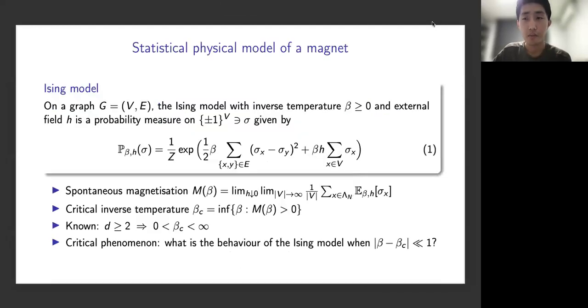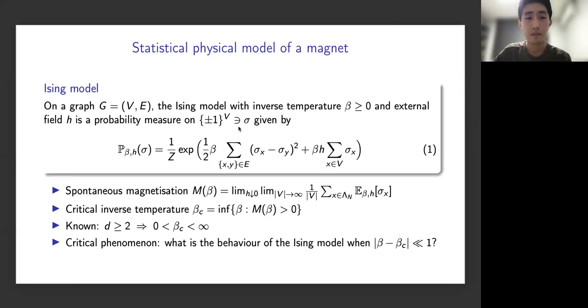I'd like to start my talk with the Ising model that I guess many of you would be familiar with. I'm going to define the Ising model on a general graph G with vertex set V and edge set E. It has two parameters, beta and h. Beta is the inverse temperature and h is the external field.